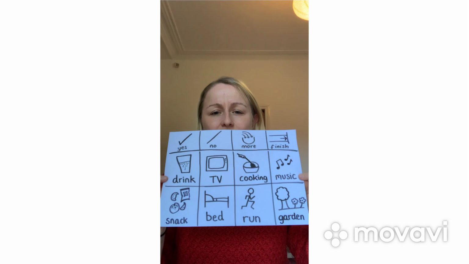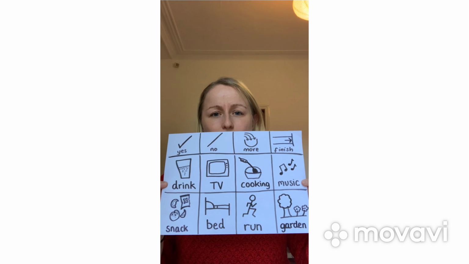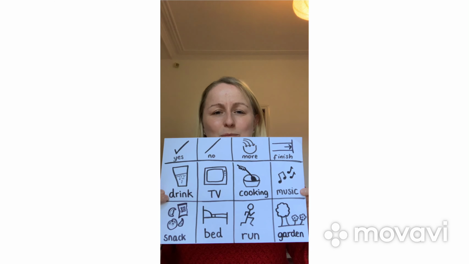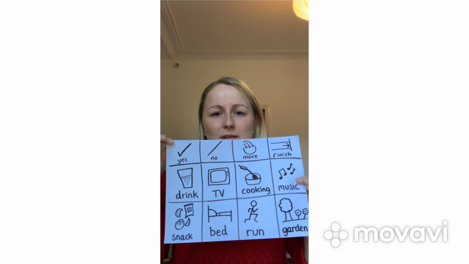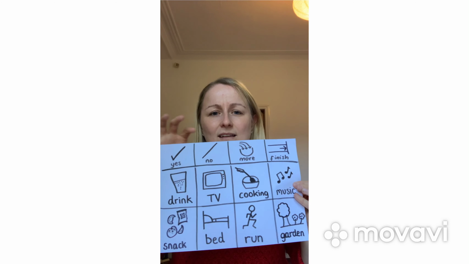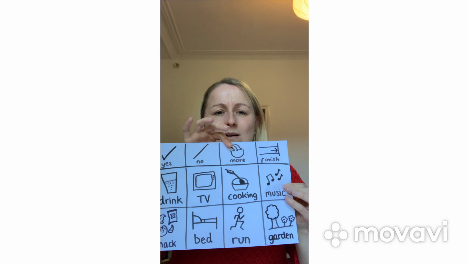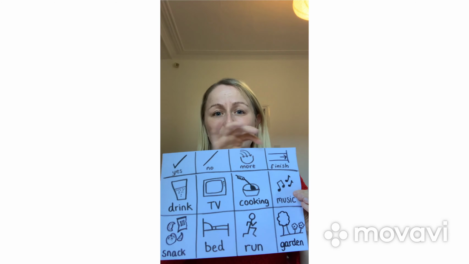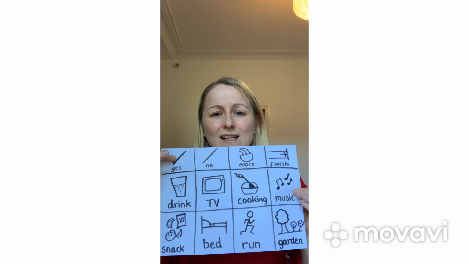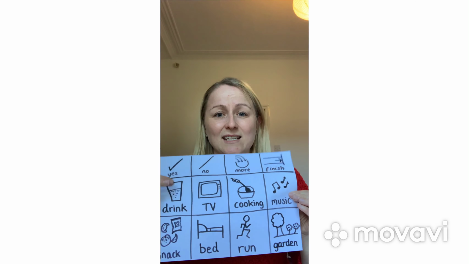Then if you know that they can cope with 6 choices, you might want to add on some more symbols. So on this one we've got 8 choices, but I've also added some key vocabulary at the top. So you can see here we've got yes, no, more and finished. So you can start to try and link these words to the activities.